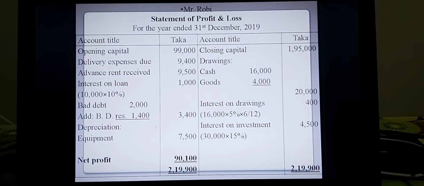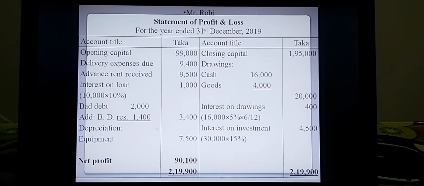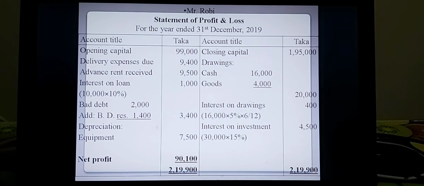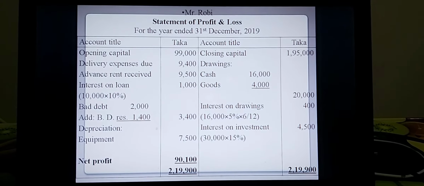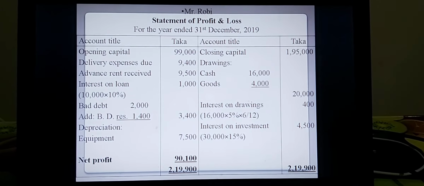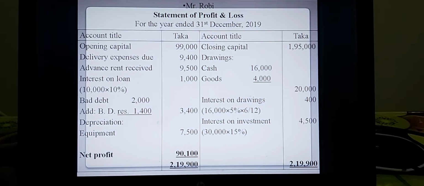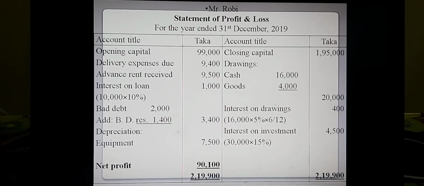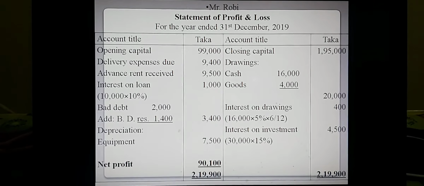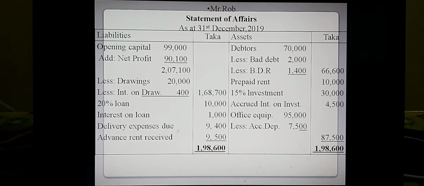Dear learners, I think you have written this in your accounting practice copy and also understood this math. Okay, now we can go for requirement C.